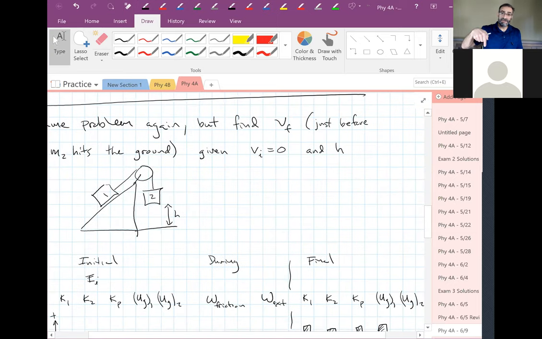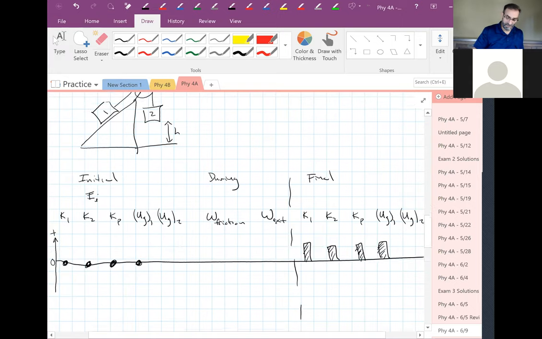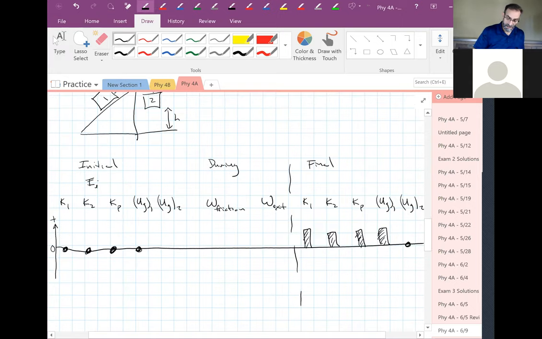Block two goes down during this process, right? It starts high up, ends up close to the surface of the Earth. So let's call the ending point zero, the lowest point in the problem. If it starts out higher than that, it has to have more. What's more than zero? A positive number. So we put a positive there. You could also have negative gravitational energies, right? But most students would prefer this, I think.